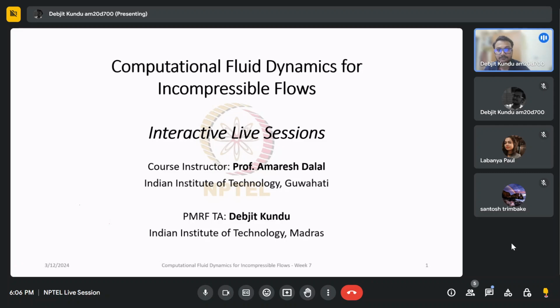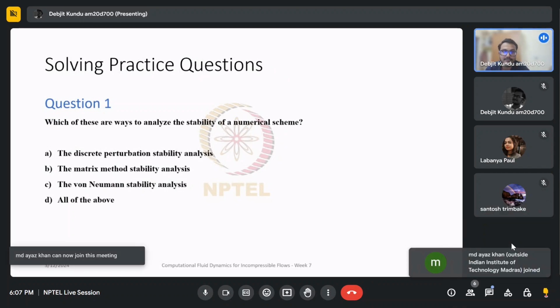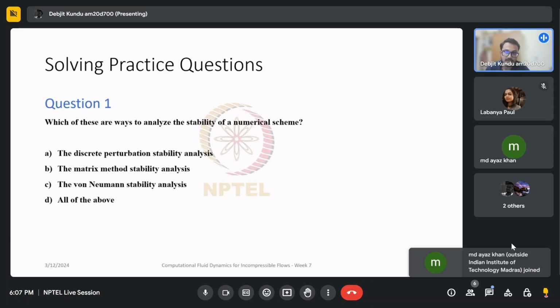Now, the seventh week of this course, as you already know, has been entirely on the stability analysis of the different solution schemes which we employ for solving different partial differential equations. So without any further ado, let's get down to the questions. This is question number one of today's session, which is asking us: which of these are ways to analyze the stability of a numerical scheme?